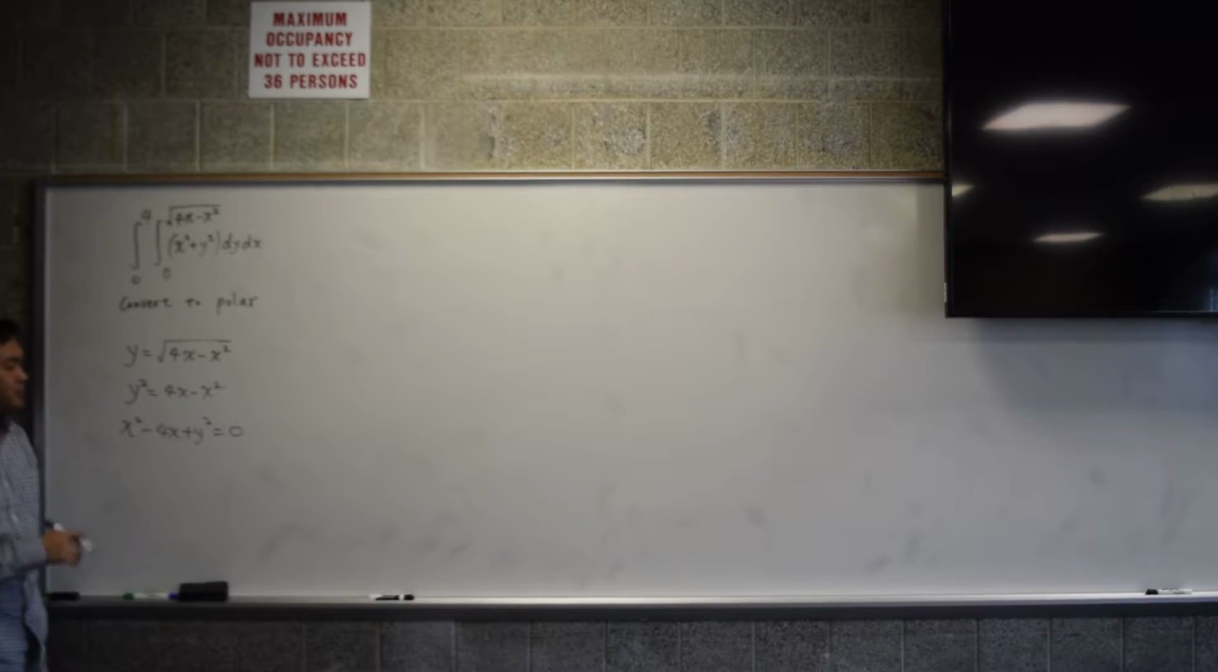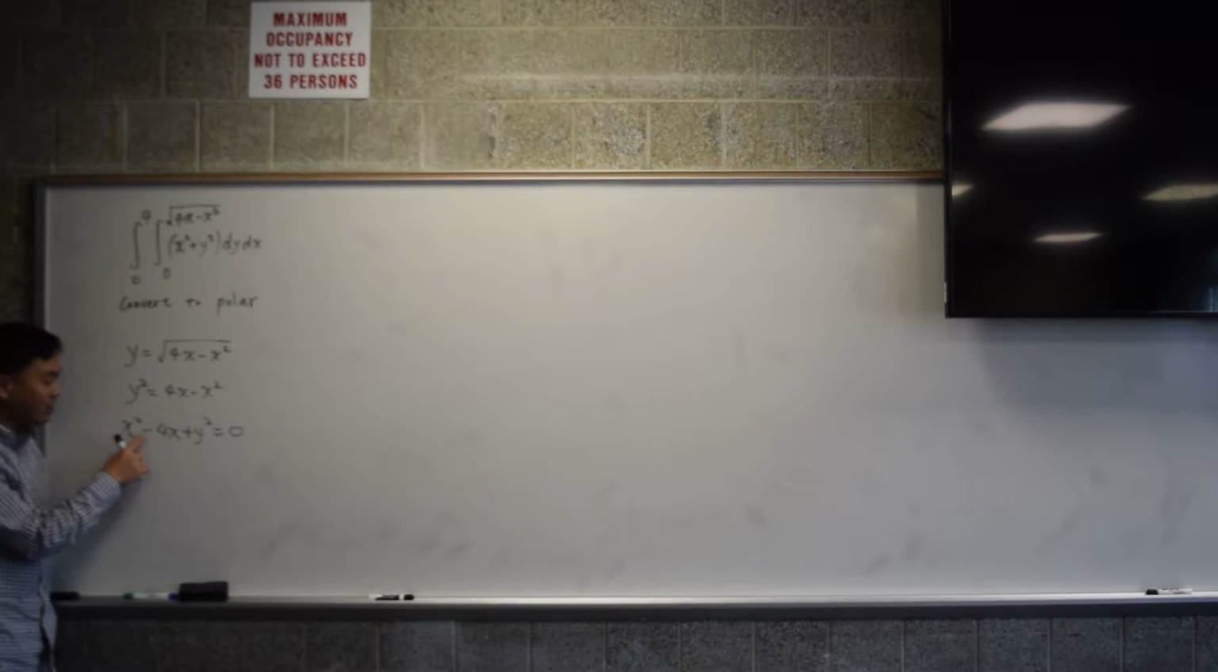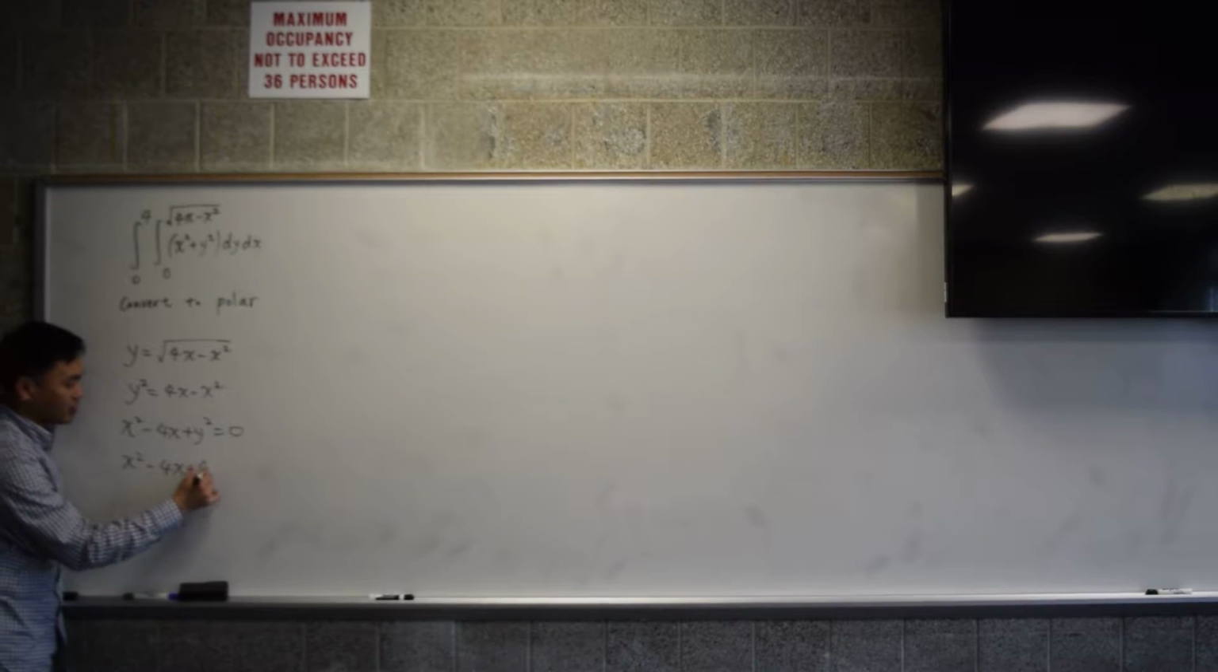What is this? It looks like a circle. How would you definitely know it's a circle? By completing the square. How do you complete the square? Take half of this number, square it. Half of negative 4 is negative 2. Squaring that gives you positive 4. If you add 4 to both sides, you get a complete square on the left, right?